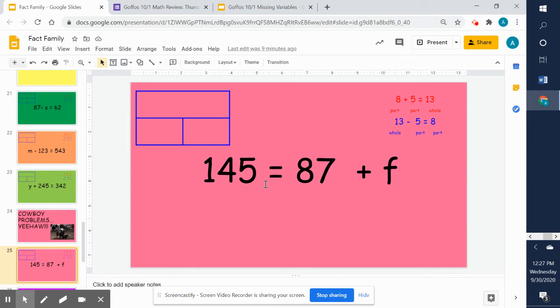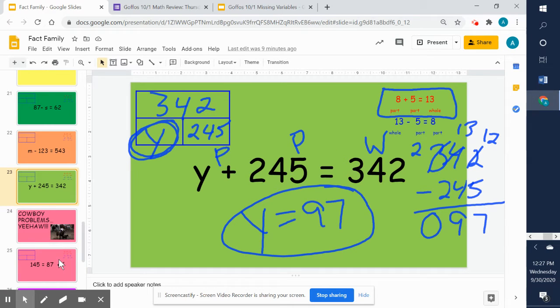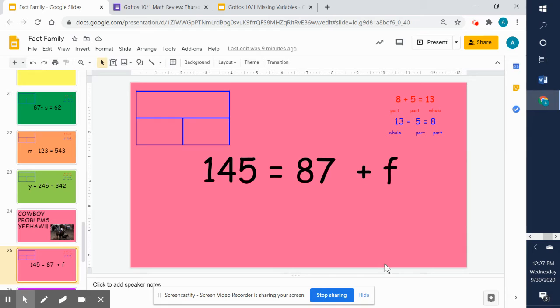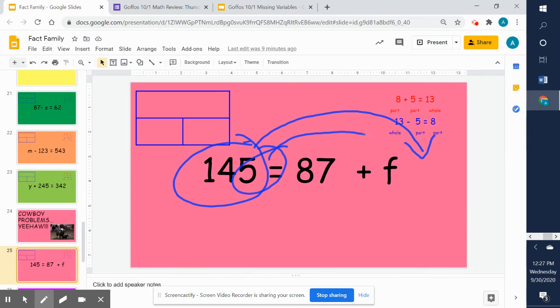So for this one, we have 145 equals 87 plus f. If you notice, that equal sign is on the left side of the math sentence, when usually we see it on the right side. So we need to fix it. We need to rewrite it to make sure our equal sign is on that right side. So we are going to lasso that 145. We are going to throw it to the other side of this equation with my equal sign. So we just rewrite the equation as it is. So 87 plus f equals 145.